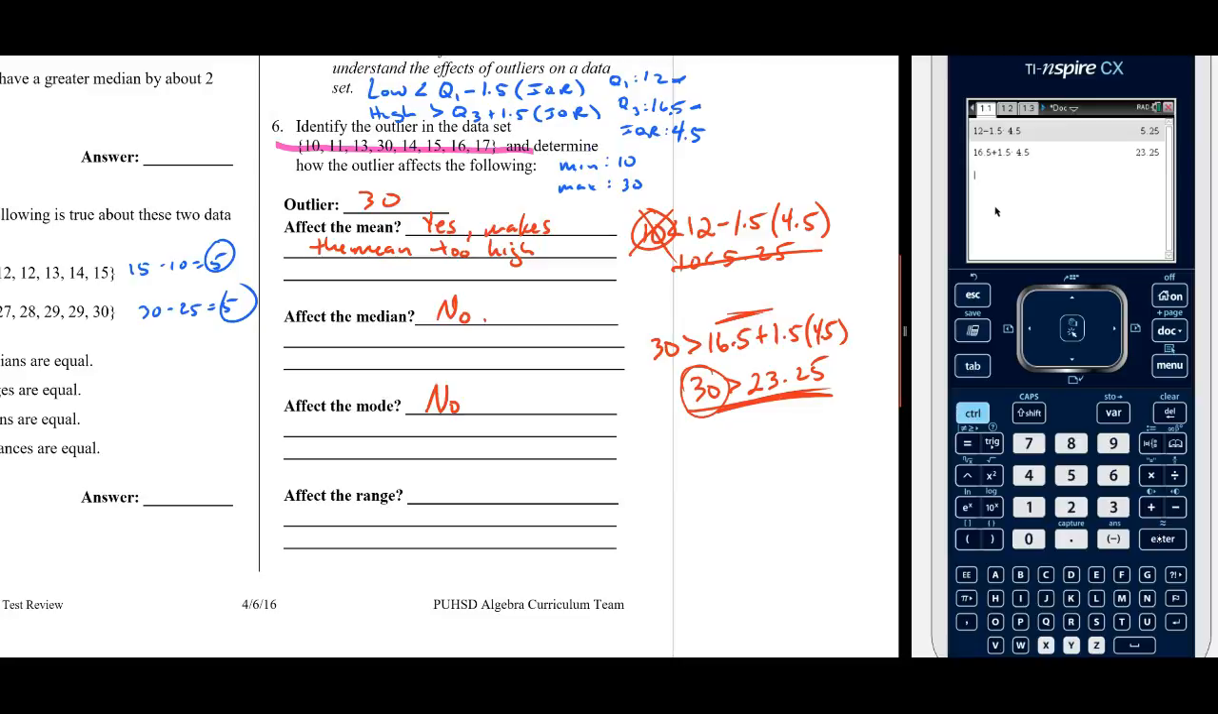Finally, does it affect the range? Yes, because remember, for range, we subtract the high and the low. So if the high is too high or if the low is too low, then it's going to make everything else off.